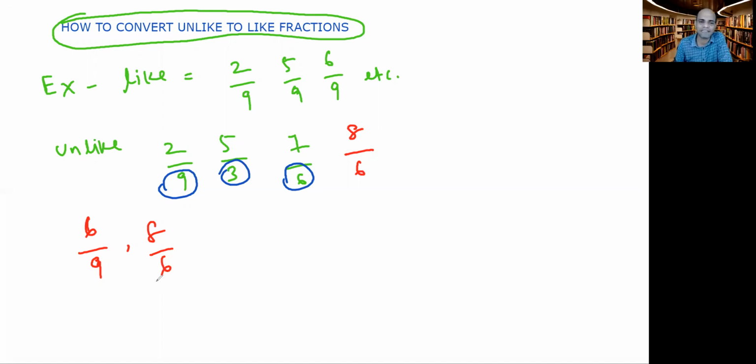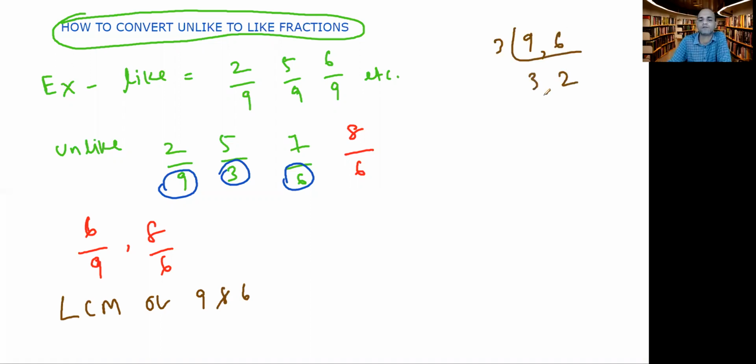No, it's not tough. It's very easy. What we have to do? Look, very simple. First, we have to take the HCF of 9 and 6. Okay, let us take the LCM of 9 and 6. 9 and 6, 3 and 3 and 2. So 3 multiplied by 3 is 9, and 3 multiplied by 3 multiplied by 2 is equal to 18. So 18 is the LCM of 9 and 6.